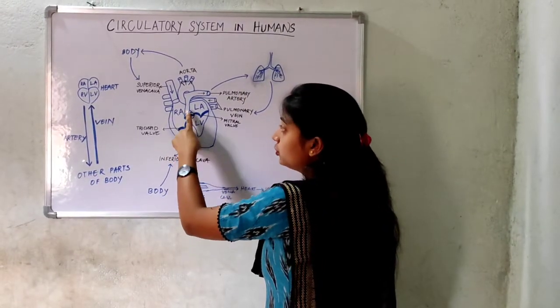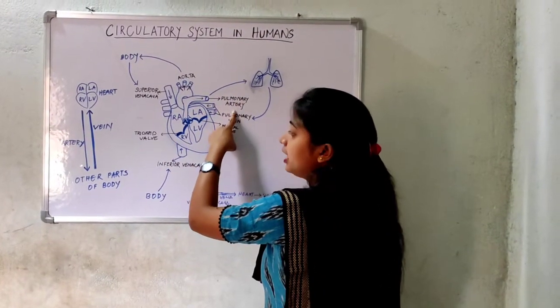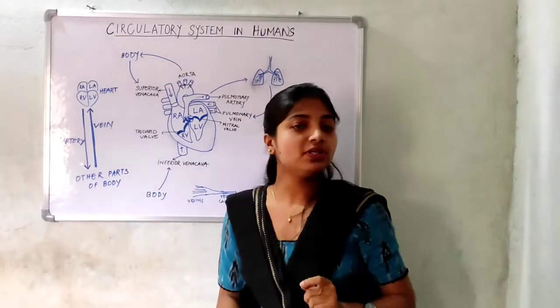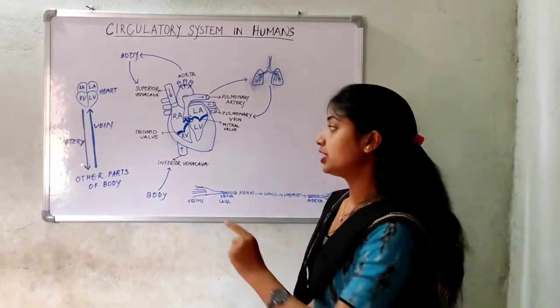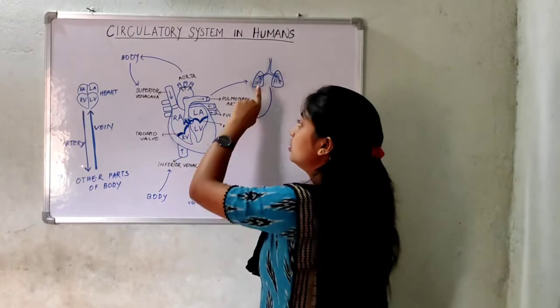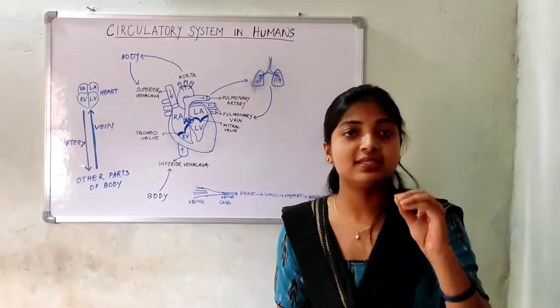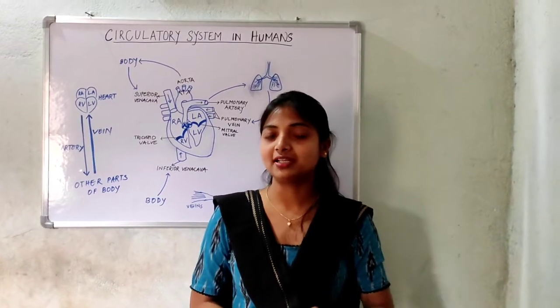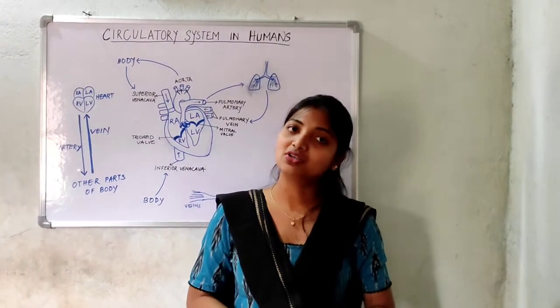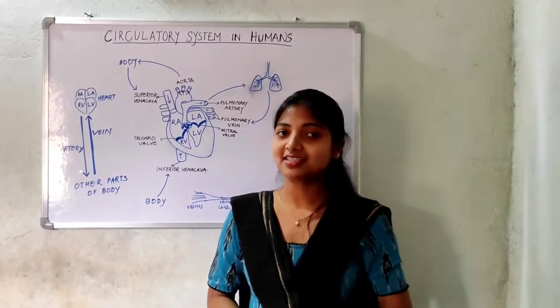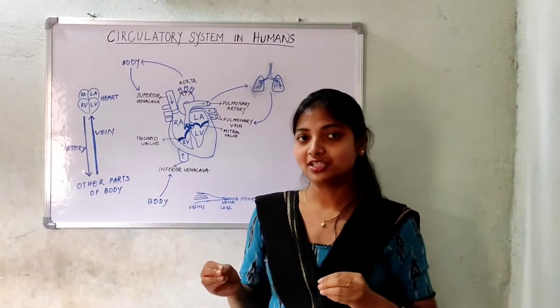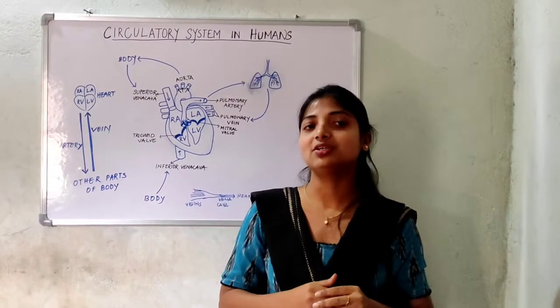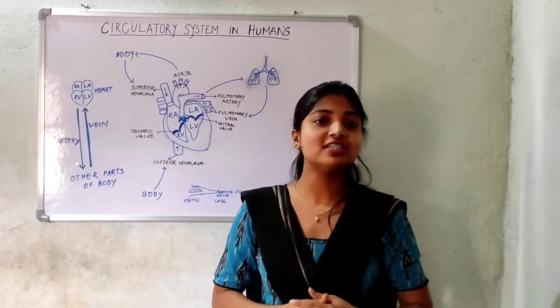It is moved through a tube known as the pulmonary artery. So pulmonary artery is a tube which connects the right ventricle to the lungs, and it carries the deoxygenated blood. Now the deoxygenated blood enters the lungs for the oxygenation. The carbon dioxide from the blood is removed and the oxygen is poured into the blood. Now the blood is oxygenated.